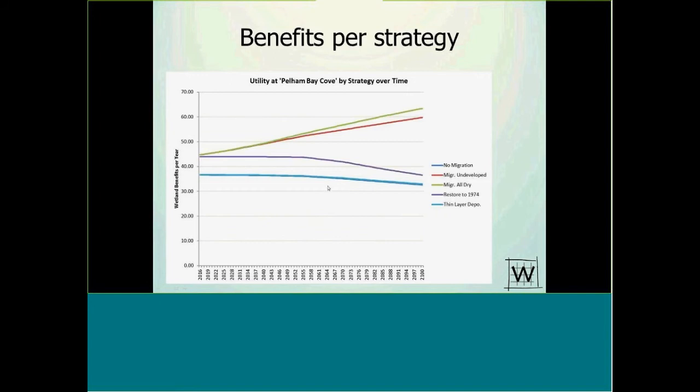I've already discussed how you can see these benefits over time. You can see how these things change, and thin layer deposition is a minor benefit. Marsh restoration is a big benefit up front, and then when you allow for migration, things sort of increase.